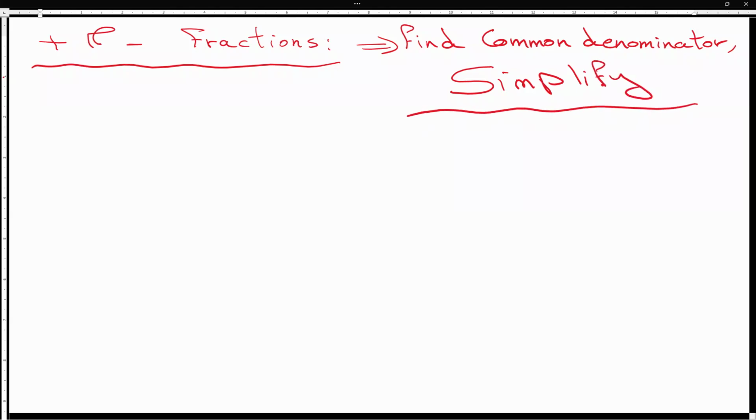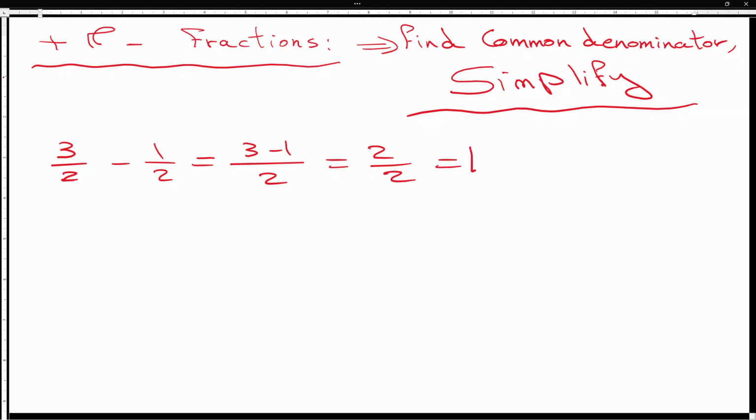So let's start. If I said 3 halves minus a half, this is equal what? Now look at that. Both denominators are the same, so all you're going to do is subtract the tops from each other. So it's 3 minus 1 divided by 2. So it's 2 out of 2, which is 1. Done.